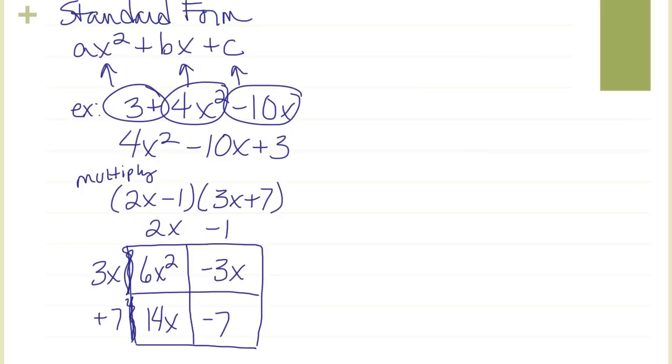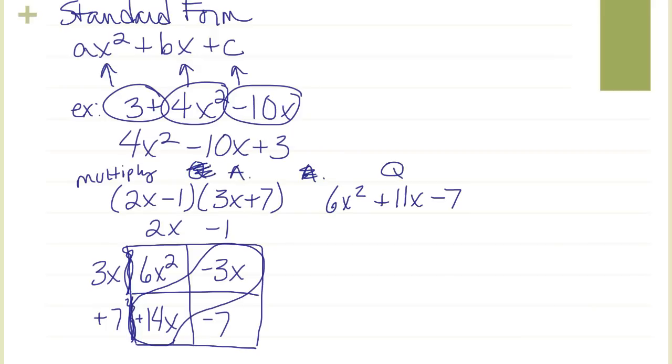And now that we have that, we have all the parts. I'm going to write a plus there because we're going to combine these to write a trinomial out of that. And so the answer to this question will look like 6x squared plus 11x, because I combine the positive 14 and the negative 3, minus 7. So what we're going to be doing when we're factoring is going in the reverse, where this will be the question and this will be the answer.